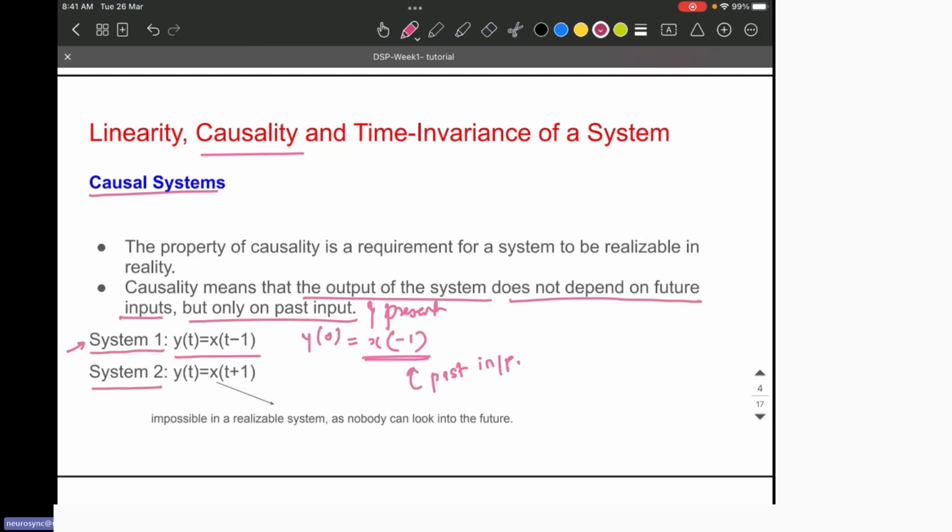Now, if you take system 2, this is y of t is equal to x of t plus 1. Now, to find y of 0, in this case, I will need x of 1, which is a future input of the system. To find output at t equal to 0, I will need input at t equal to 1, which is not realizable. Therefore, this system is a non-causal system. Because nobody can look into the future. It is impossible to realize.